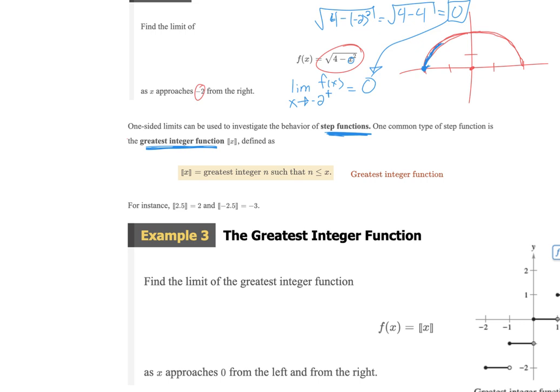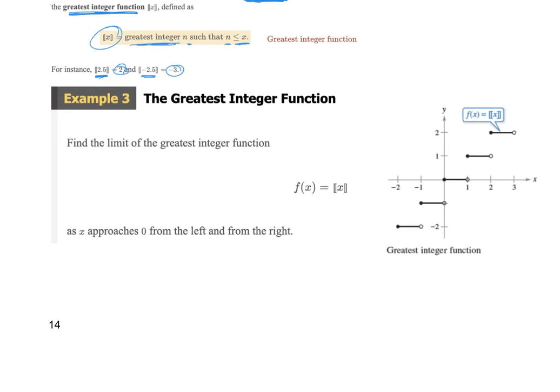you round down. So this notation is the greatest integer n such that n is less than or equal to x. So the greatest integer of 2.5 is 2. And the greatest integer of negative 2.5 is negative 3. And this is what the graph looks like. So if you're here at 2.5, that has a value of 2. The input is 2.5, the output's 2. If you're here and the endpoint's negative 0.5, well, the output of your function is negative 1.